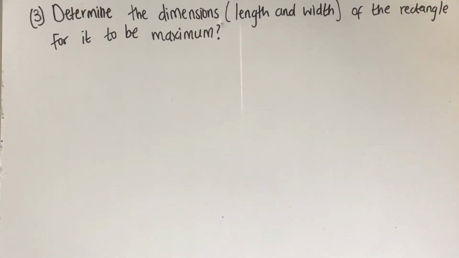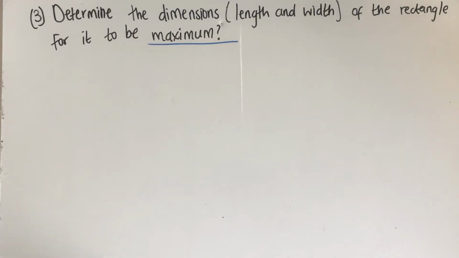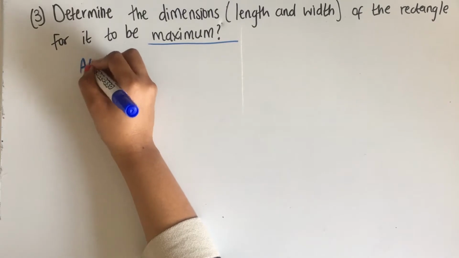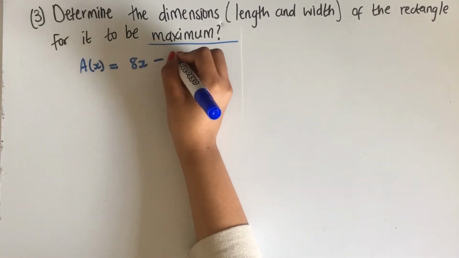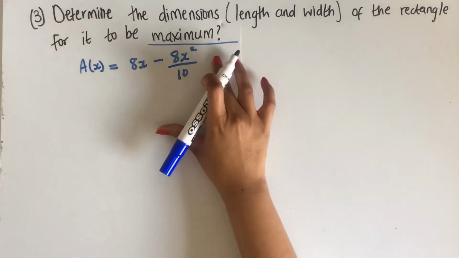Done. Our last question says determine the dimensions, that being length and width, of the rectangle for it to be maximum. So now, the basics: for maximum and minimum points, the first thing you must do is to derive. Then once you have derived, you equate to 0 and solve for x. Then when you get x, you substitute it into your original formula and you will get your y. Alright, so our area, as calculated previously, is 8x minus 8x squared over 10. So now derive this.